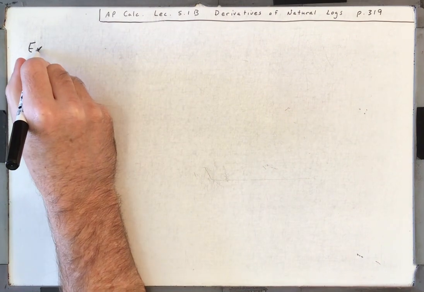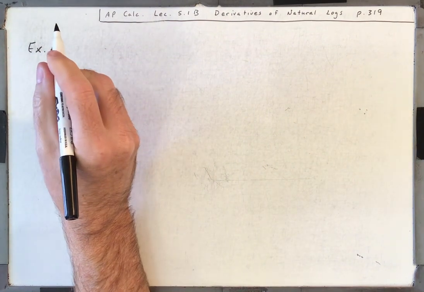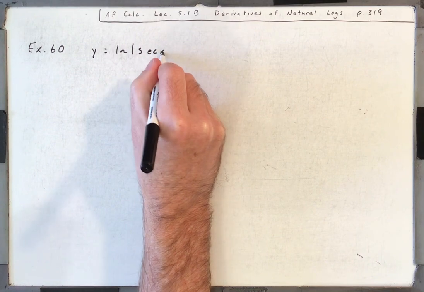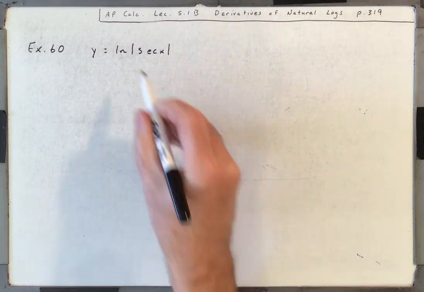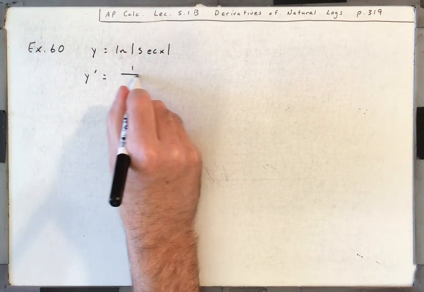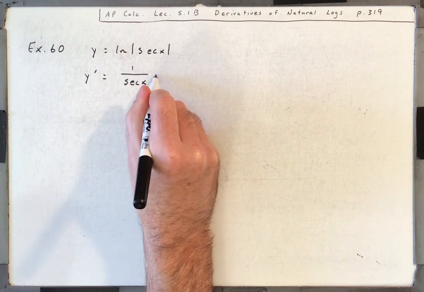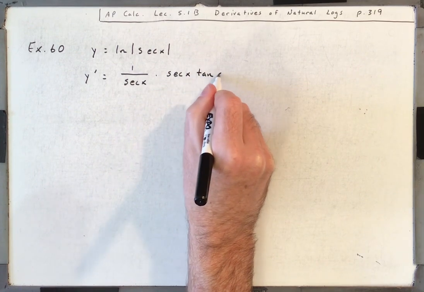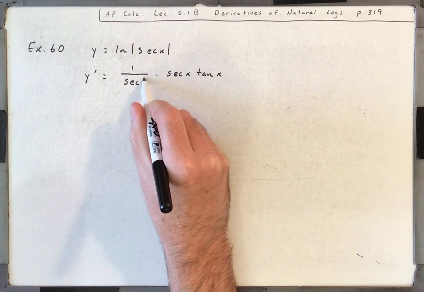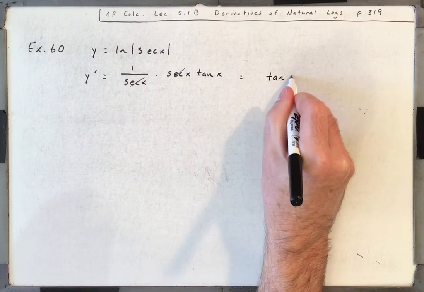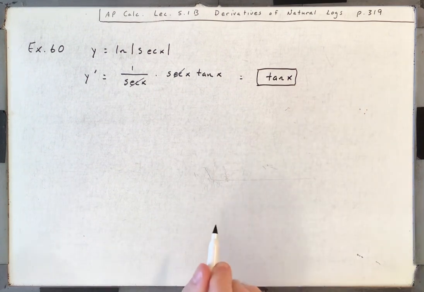Next example is number 60. Doing a lot of the even ones. We have y is equal to the natural log of the absolute value of secant x. Now you can't take the natural log of a negative, so that's why we put absolute value symbols. So y prime is equal to 1 over secant x, but then we have to take the derivative of secant x. Well, that's secant x tangent x. Then what happens to the secants? They'll cancel, and all you're left with is tangent x. So that's beautiful. I love it when it simplifies down like that.